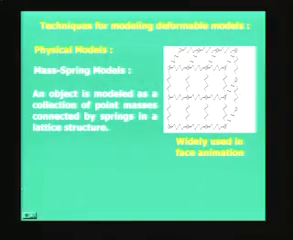Now, a set of springs put together, and you apply pressure. Some of these springs will contract, some of them might expand, and that will allow deformation of the structure. So, that is the concept which is used in the mass spring model here. So, I repeat, an object is modeled as a collection of point masses connected by springs in a lattice structure like this.